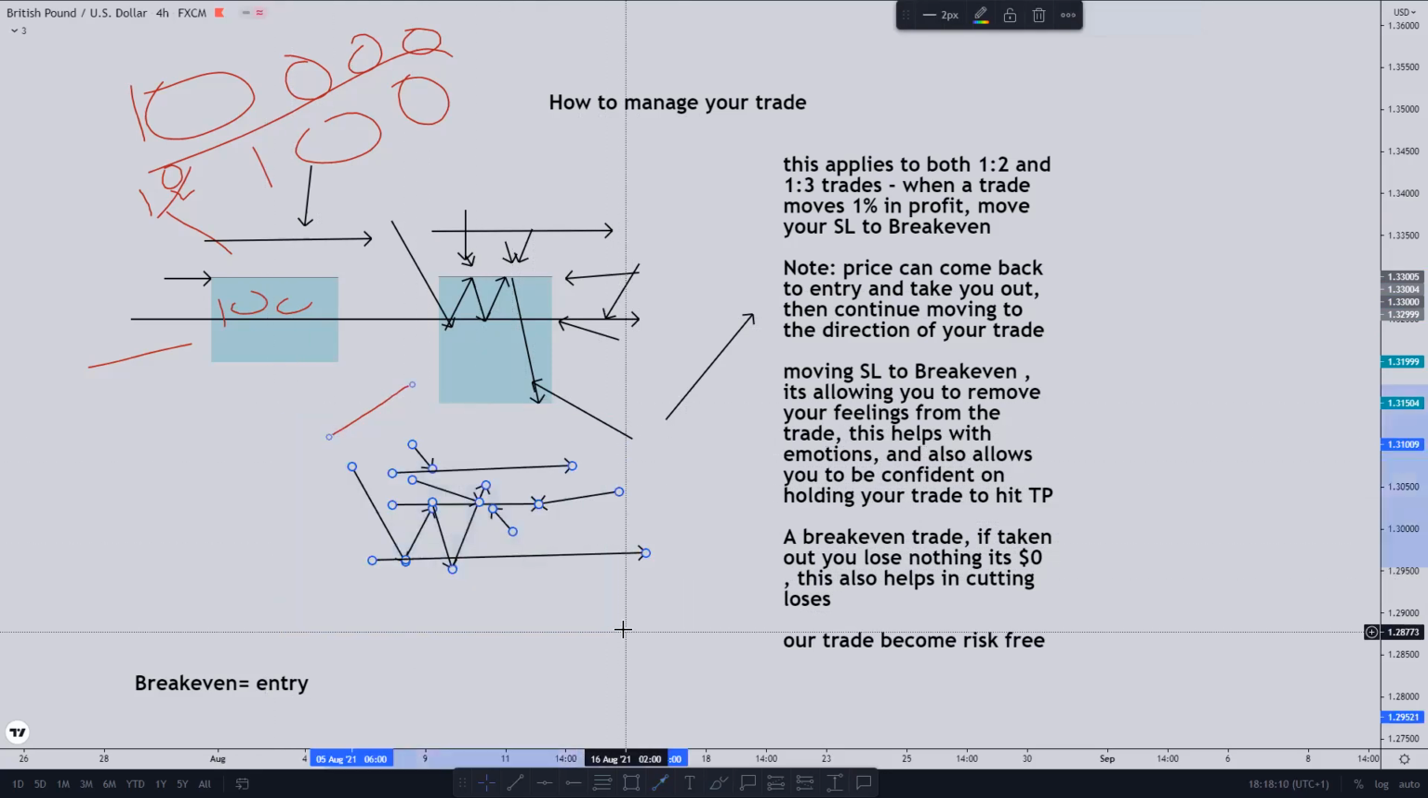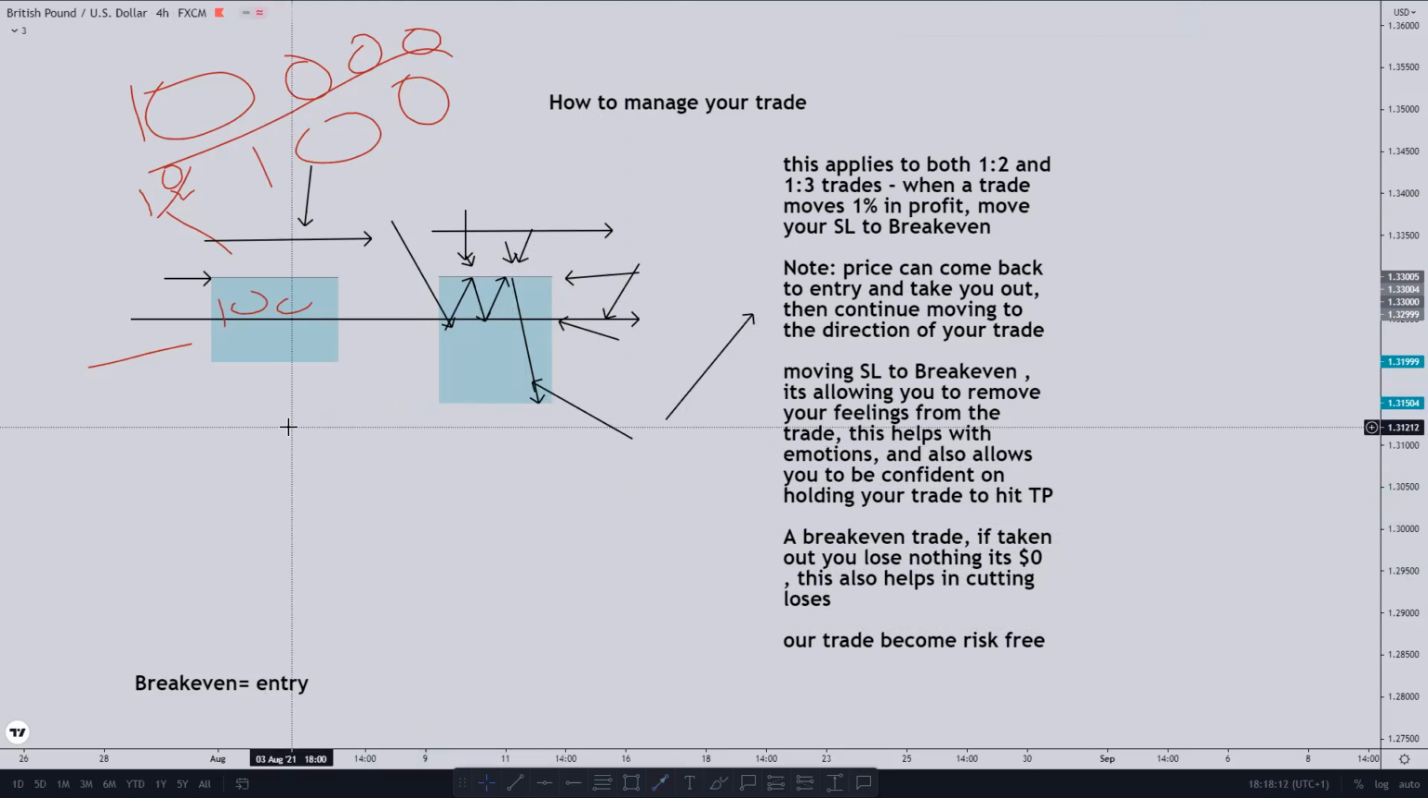So in some of the pairs that are volatile, like USD, Nasdaq, I trade USD most of the time. Whenever it moves 1%, I move to break even, and then there's a high chance that sometimes it comes back and spikes me out and then continues in the direction. So I wait at least, let's say, 1% plus 0.5%, that's about 1.5%, something like that.